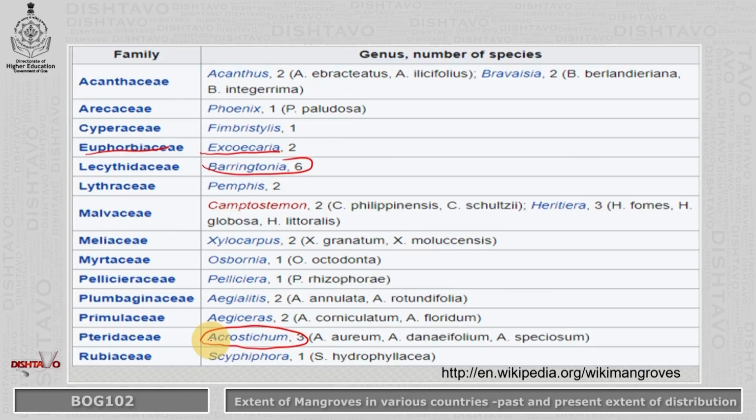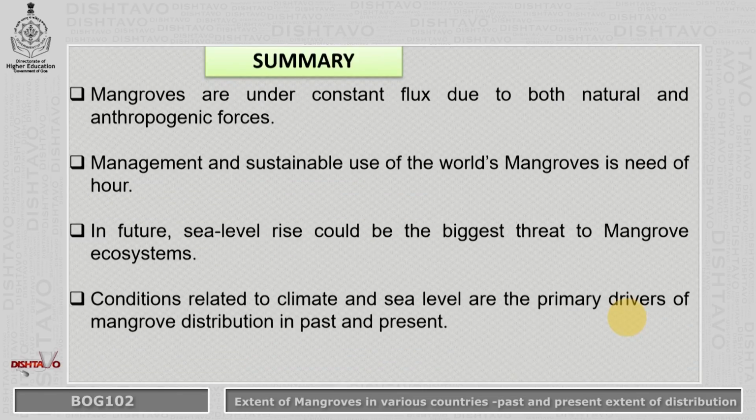Coming to the summary, these mangroves are under constant flux. They are under threat from natural forces as well as anthropogenic forces. Natural forces include sea level rise and climatic change, and anthropogenic forces are human-related development, urbanization, and clearing of land. So management and sustainable use of world mangroves is a need of the hour.